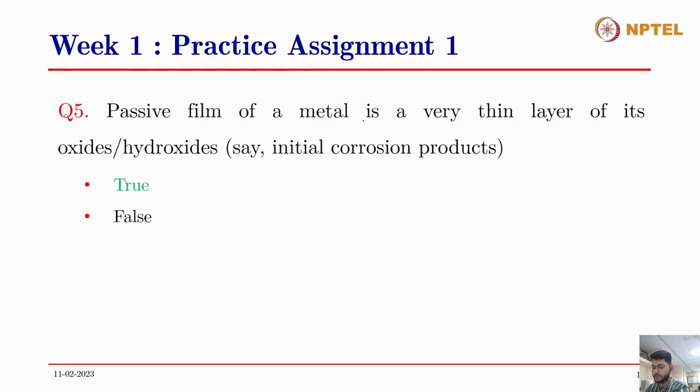Yes, as we have already discussed, this is a true statement. The passivating film around the metal or the steel is a very thin layer of its oxides or hydroxides, which usually form when it comes in contact with the surrounding environment. And this passivating film protects the steel or the metal from getting corroded.